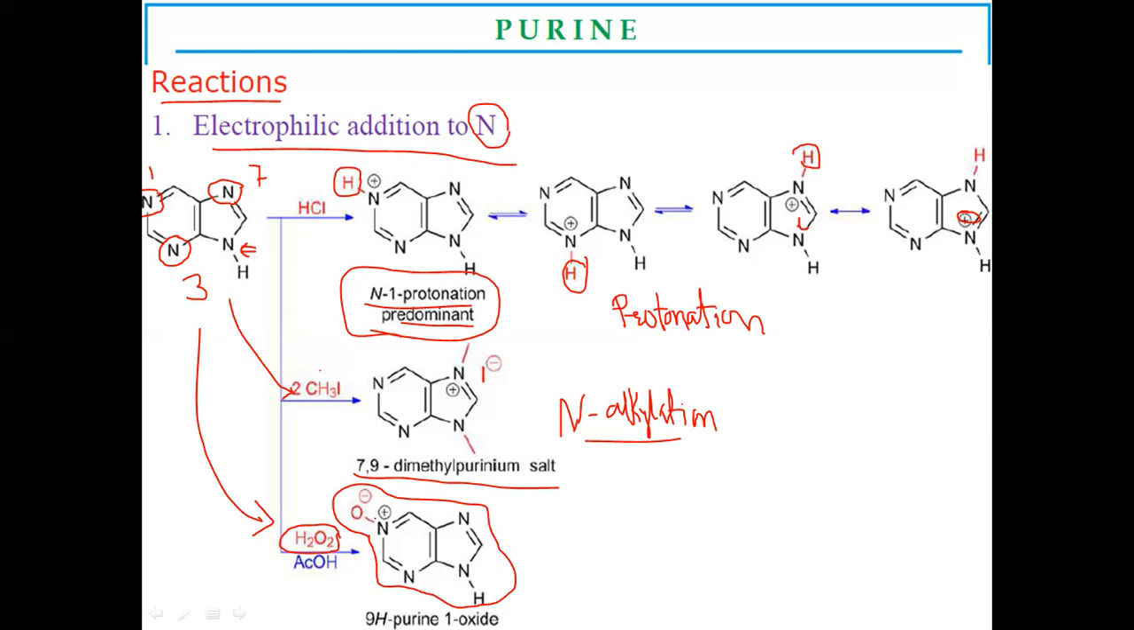So the first chemical reaction of purine is protonation of purine, due to the lone pair of electrons present on the nitrogen atom, which are involved in protonation. Second is N-alkylation, and third is N-oxidation, N-oxide formation.